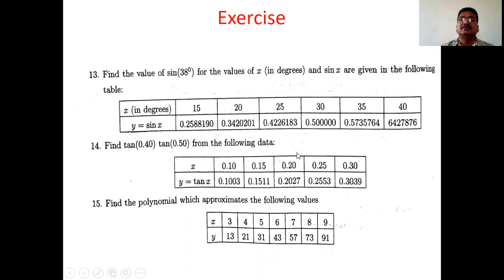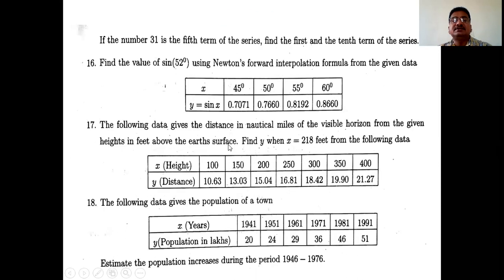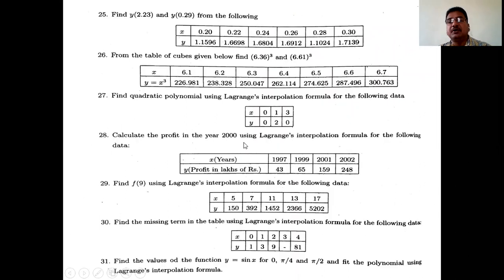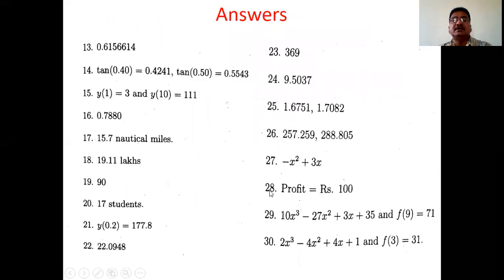And these are some exercise problems for homework. Solve all these problems, and the answers are given at the end of the exercise. These are problems on Newton's forward difference formula, Newton's backward interpolation formula, and Lagrange's interpolation formula. Solve all these problems, and share the answers of all the homework on our common WhatsApp group.